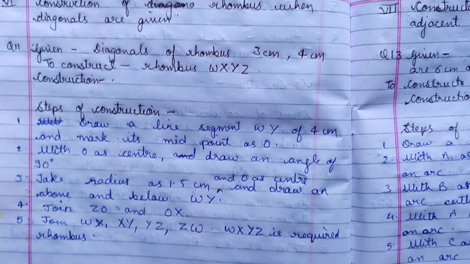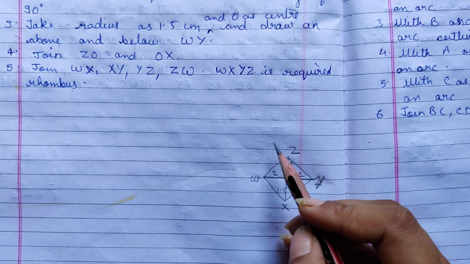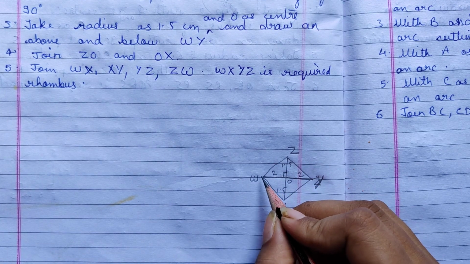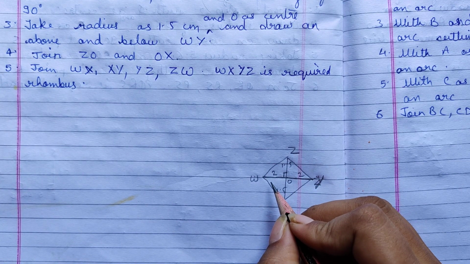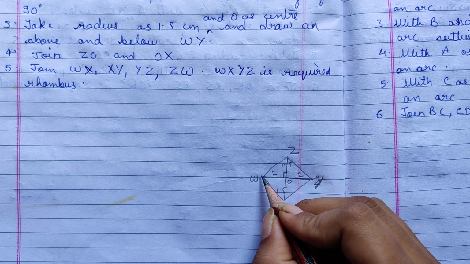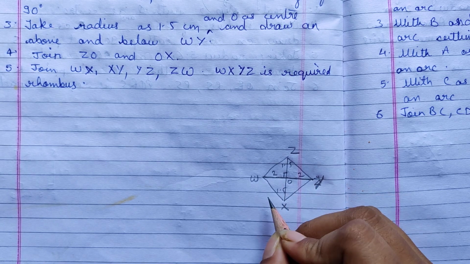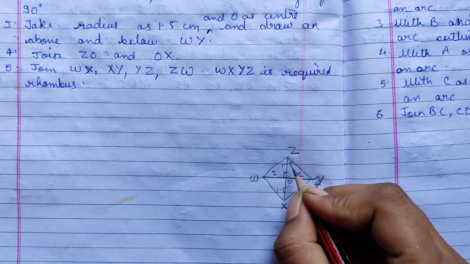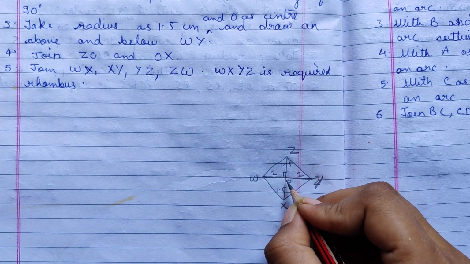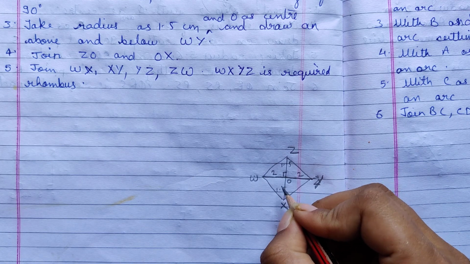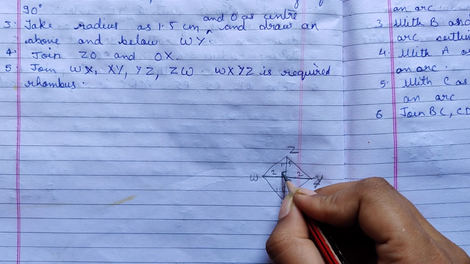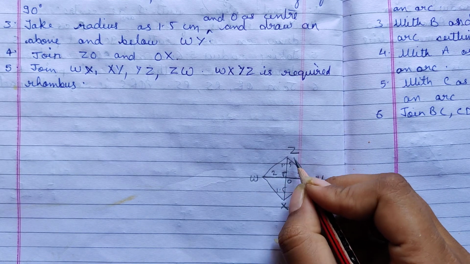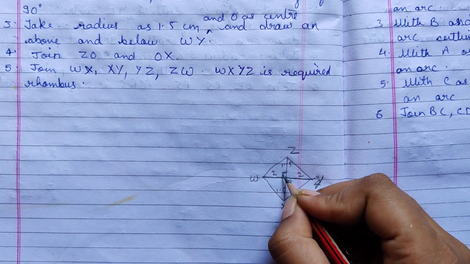Okay, so length of diagonals is given. So this is a rough figure. The length of diagonal is given 4 centimeter and 3 centimeter. So this is WY and this is XZ, and the point at which both the diagonals intersect each other, mark it as O. At point of intersection both the diagonals bisect each other at 90 degree, so 90 degree will be formed.